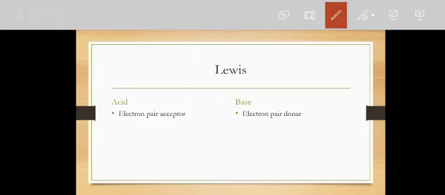Another example is electron deficient molecules. Here we are talking about, first, cations, and second, electron deficient molecules.